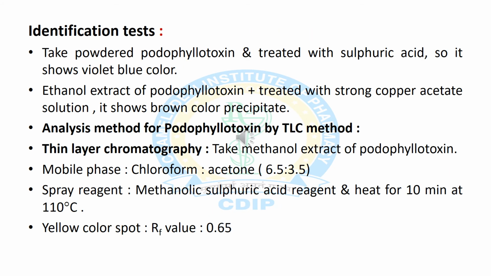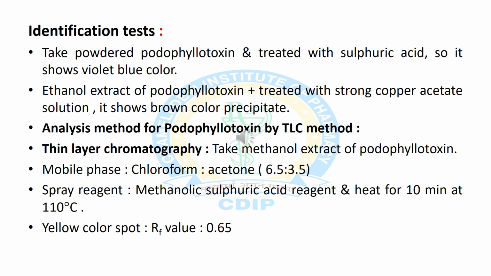Now we will discuss various identification tests for podophyllotoxin. First we take powdered crude drug of podophyllum and treat it with sulfuric acid, and it shows a violet blue color. For the second test, we prepare an ethanolic extract of podophyllotoxin and treat it with strong copper acetate solution, and it shows a brown color precipitate.